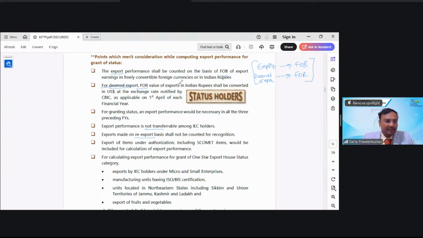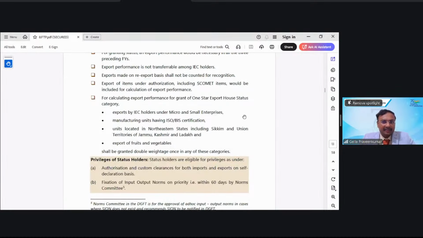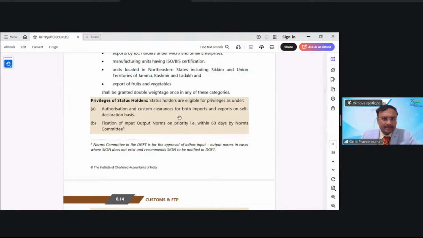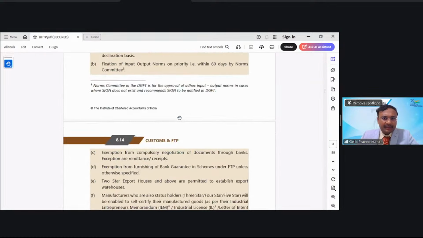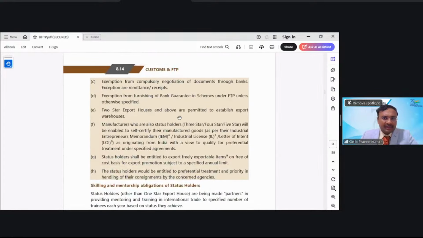For calculating export performance, grant of 1-star status, exports by IEC holder under MSE, micro and small enterprise, shall be, okay, this I'll skip, this is not of that importance. Where it is important, I'm touching on those aspects. Moving further, look at this clause number F.